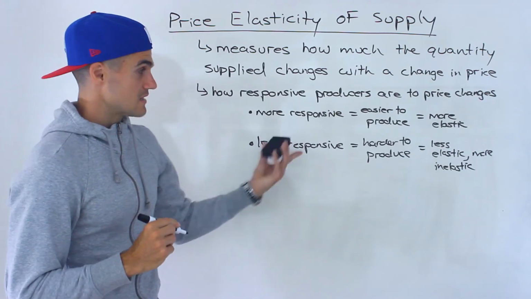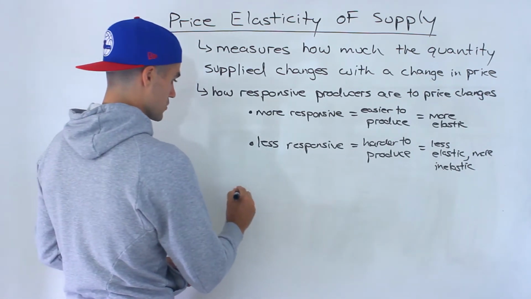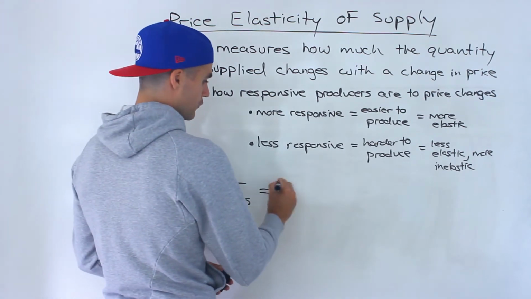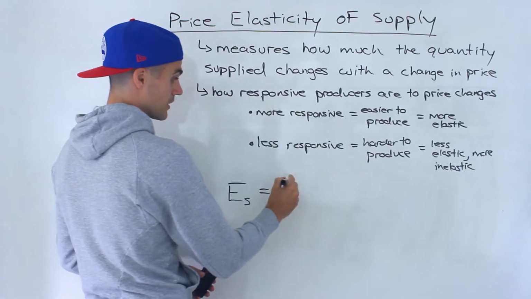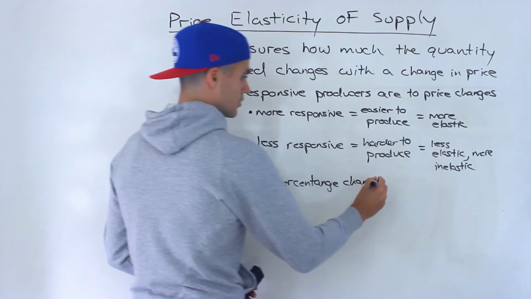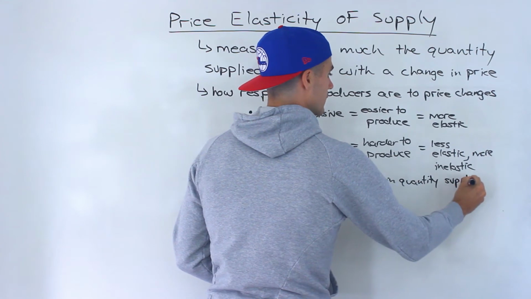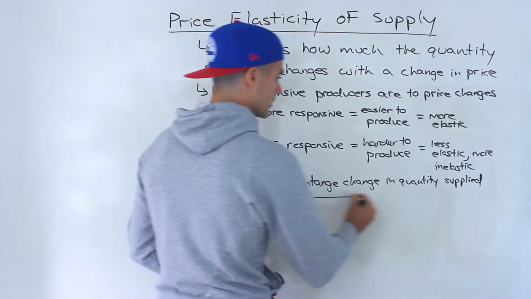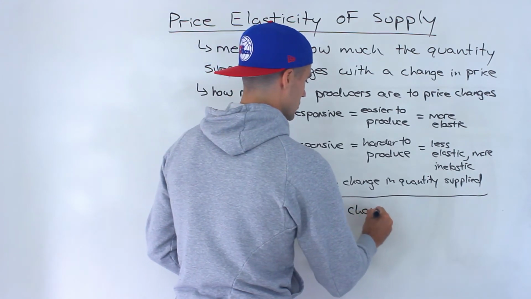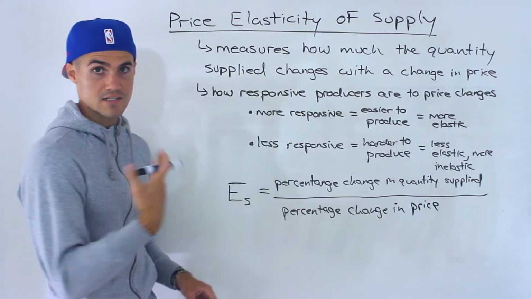Now, when we talked about the price elasticity of demand, we introduced a coefficient where we could technically measure it. And with the price elasticity of supply, there's also going to be a coefficient. So we'll call it E subscript S. And it's basically the same formula, but now it's going to be in terms of supply. So it's basically the percentage change in quantity supplied, right, the percentage change in quantity supplied all over the percentage change in price of that good or service. This here is the price elasticity of supply coefficient.